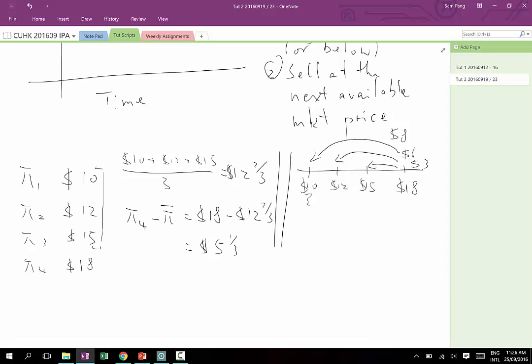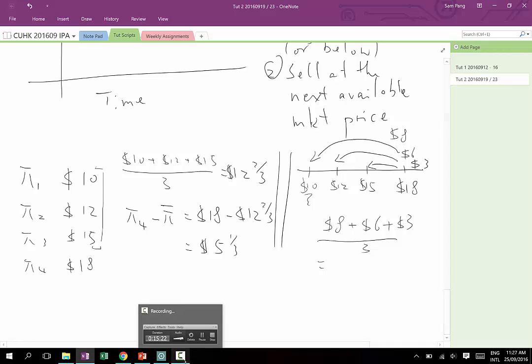Now what if you take these price jumps, you add them up, and then you average them out. So 8 plus 6 plus 3 is equal to 17. And then if you divide 17 by 3, you're going to get $5 and 2/3 dollars, or $5.66.